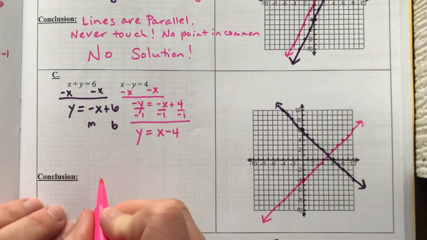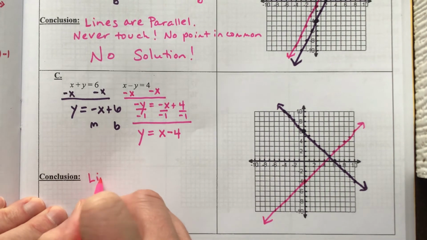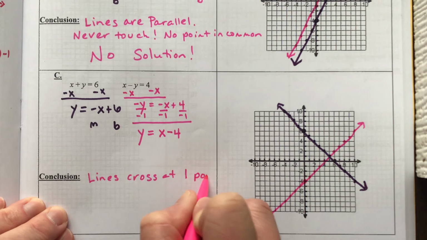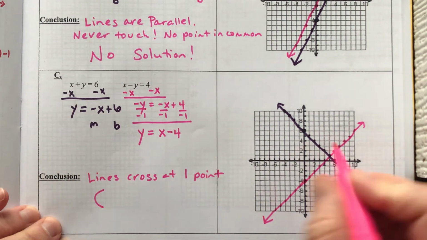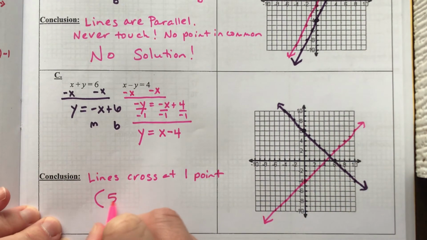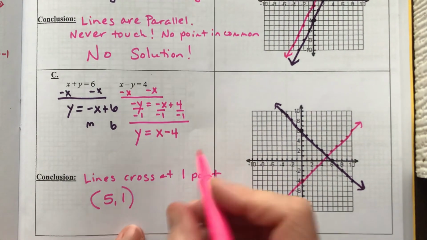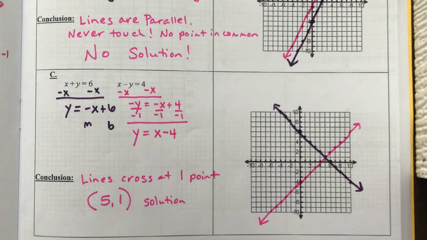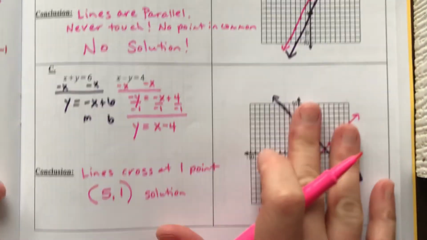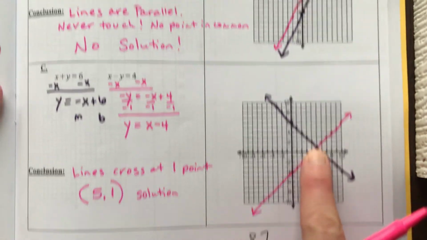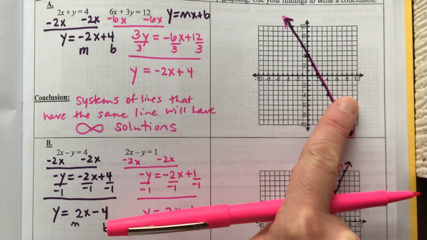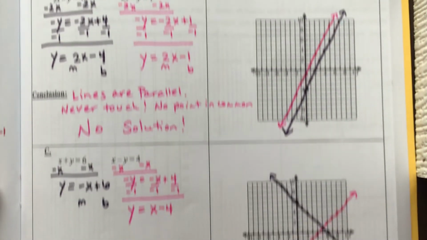and I can clearly see that the point that they connect, so these lines cross at one point, and it looks here like it is 5, 1, and that would be my solution. The solution would be 5, 1 for the system of equations. So these are really the 3 types of pictures you could get. You could get one answer, you could get no answer, or you could get an infinite number of solutions depending on how your system crosses your plane.